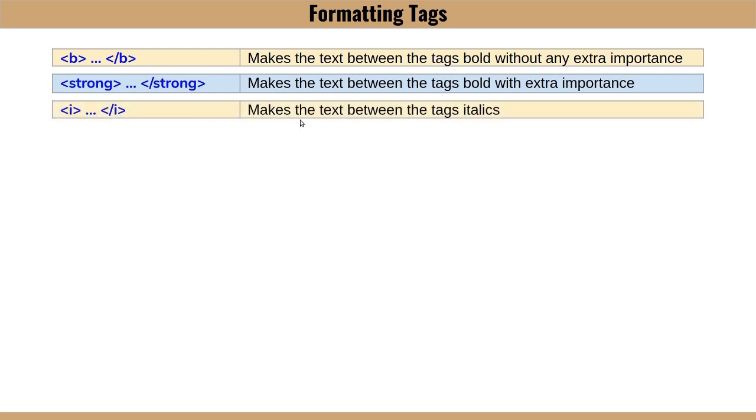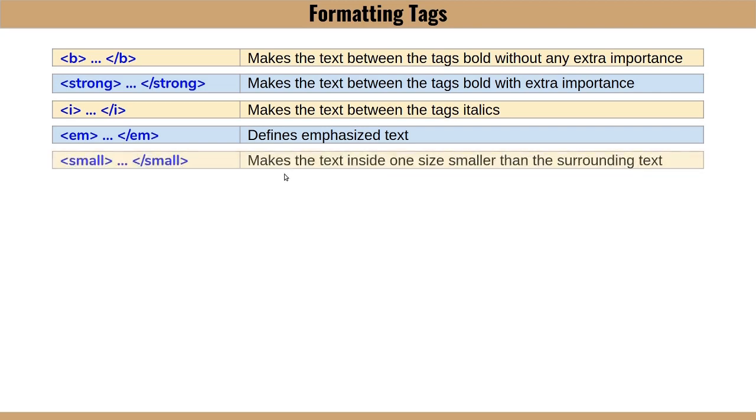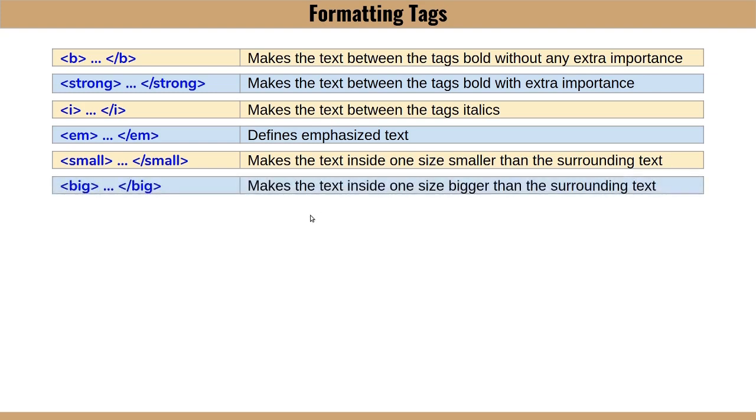Next one is I tag. This makes the text between the tags italics. Next one is EM tag, defines an emphasized text. So you want to stress some words in your document, then you can use the EM tag. The next tag is small tag. This makes the text inside one size smaller than the surrounding text. It will be one font size smaller than the surrounding text. The next one is big tag. This makes the text inside one size bigger than the surrounding text.